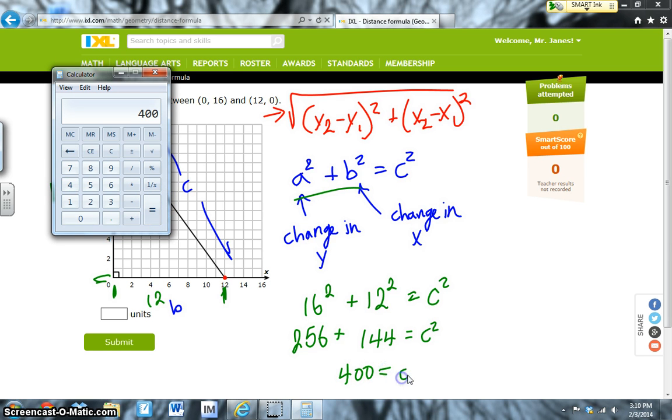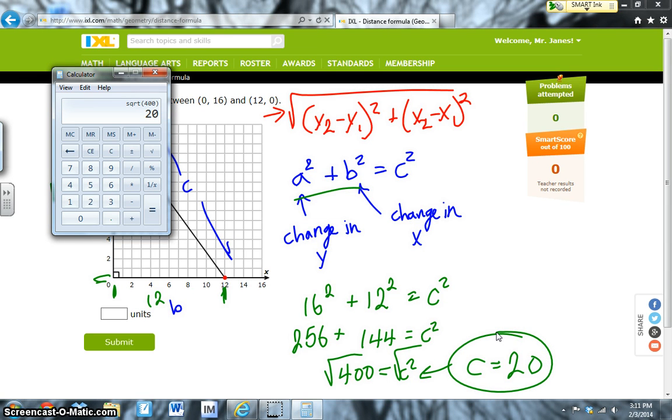400 equals c squared. Okay, and so I need to get c by itself, right? I'm searching for the distance here. So to get c by itself, I take the square root of both sides. And the square root of 400, well, let's do it in the calculator. So 400 square root is 20. So c equals 20.